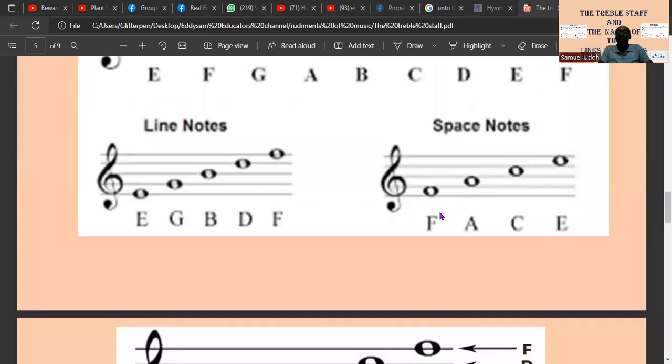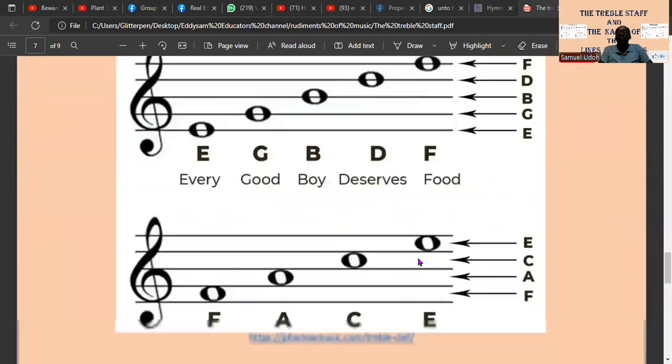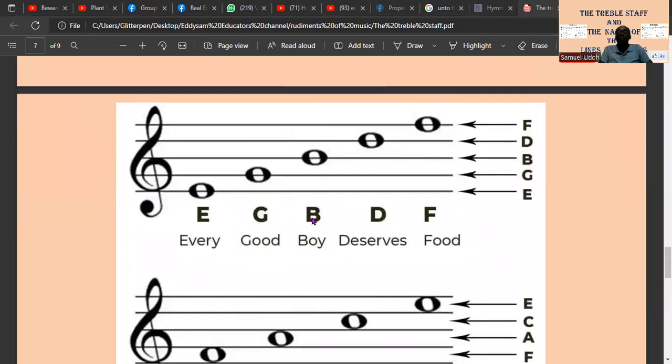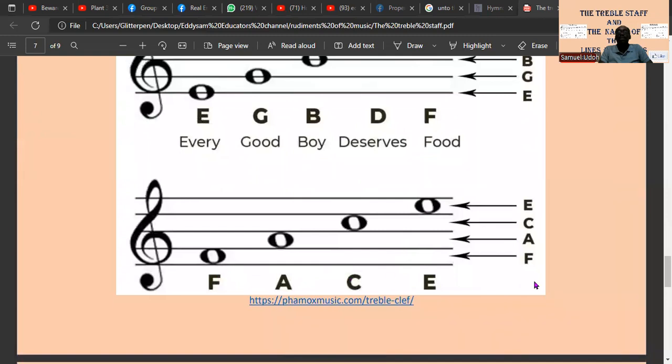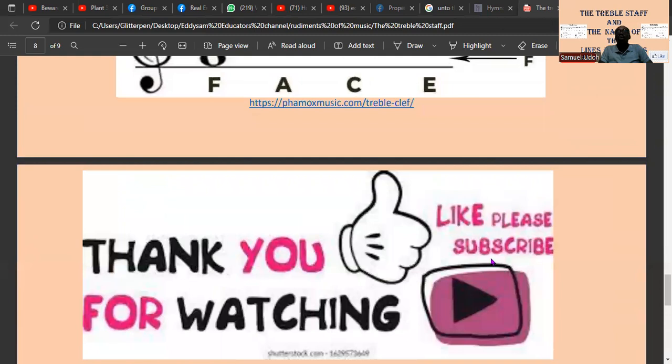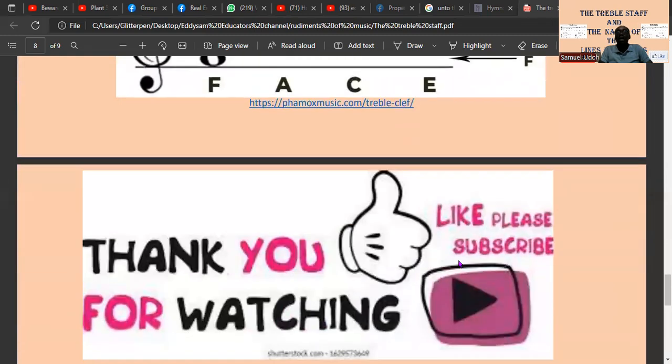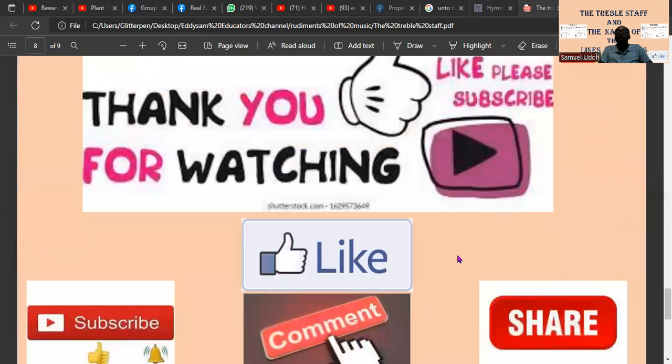Remember, I told you for the space, we have FACE. So for the lines, we have every good boy deserves favor. For the space, we have F-A-C-E. So with this, we have come to the end of our rudiments and theory lessons for this class.